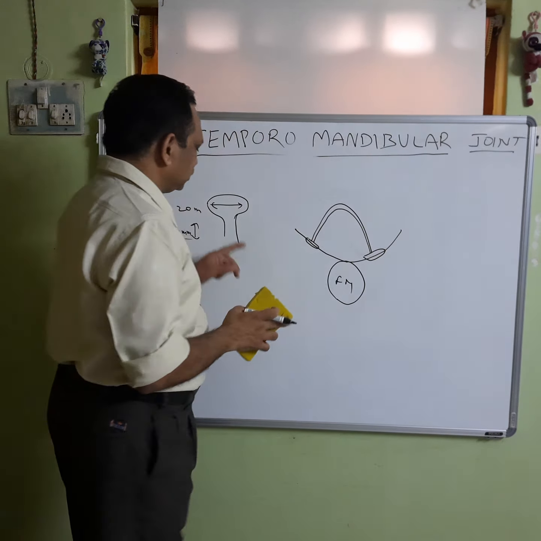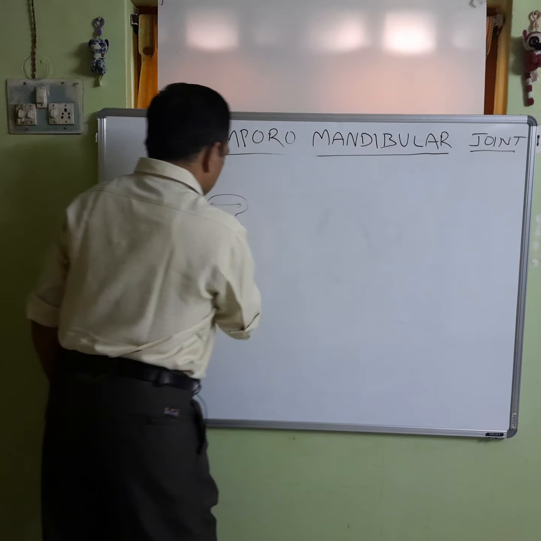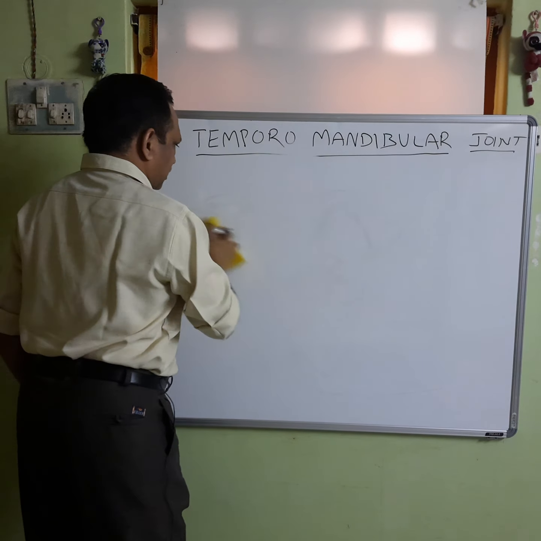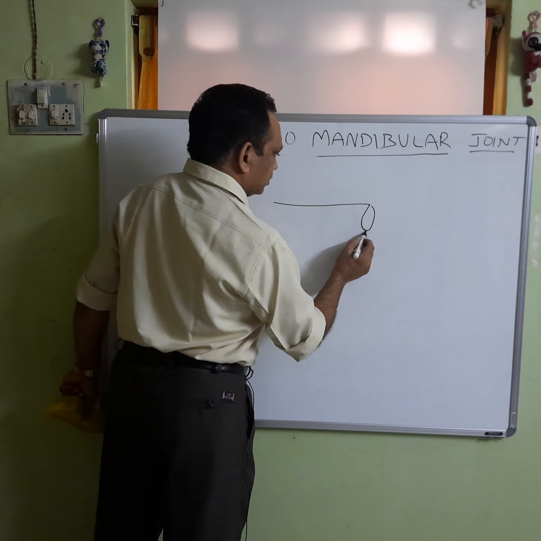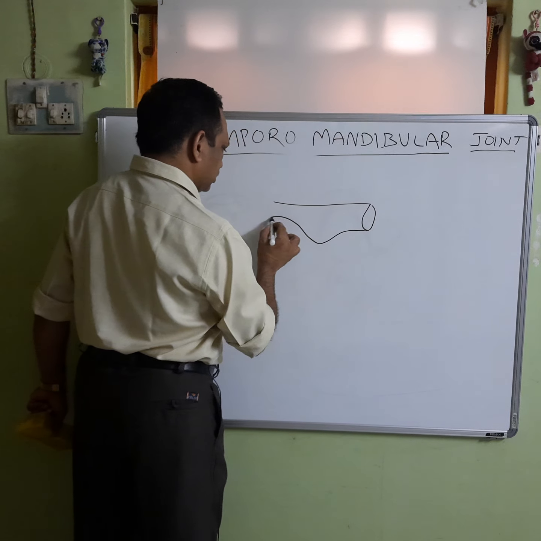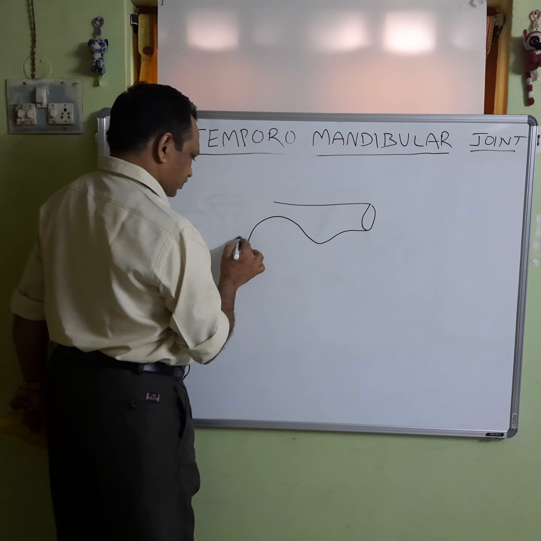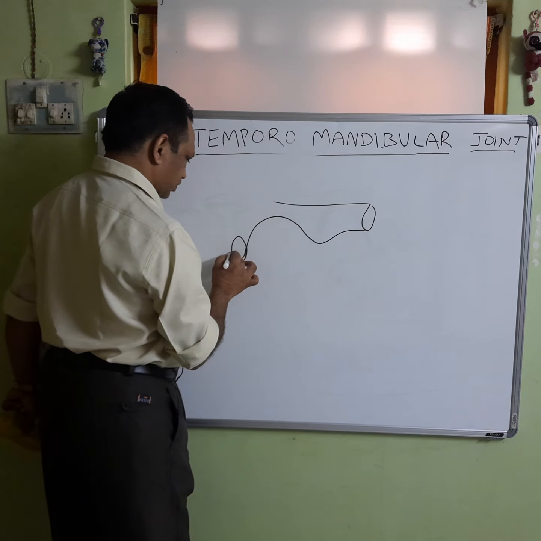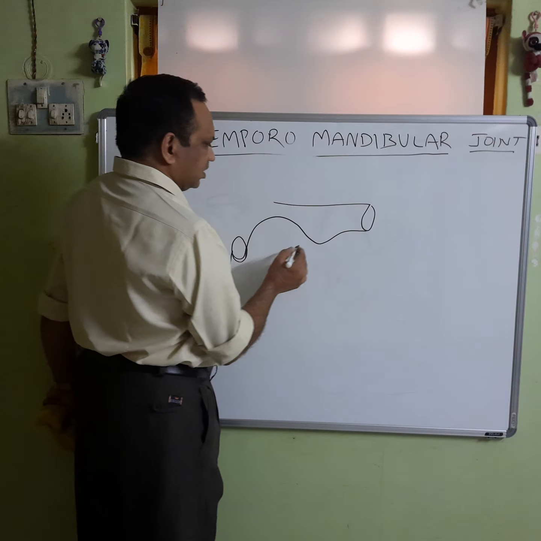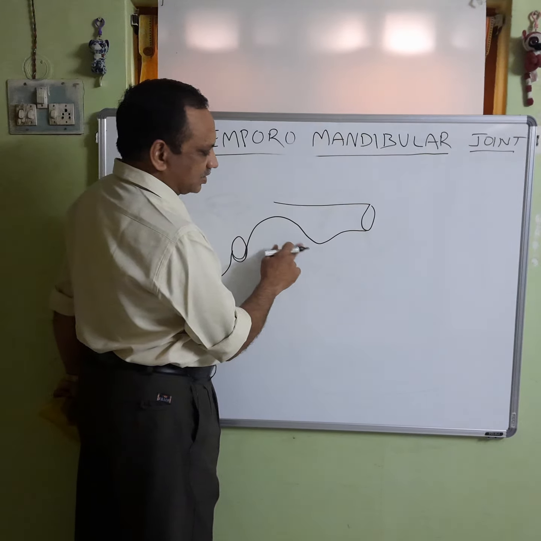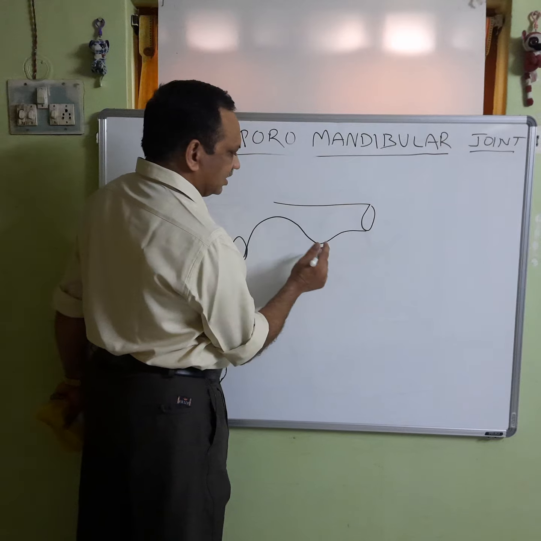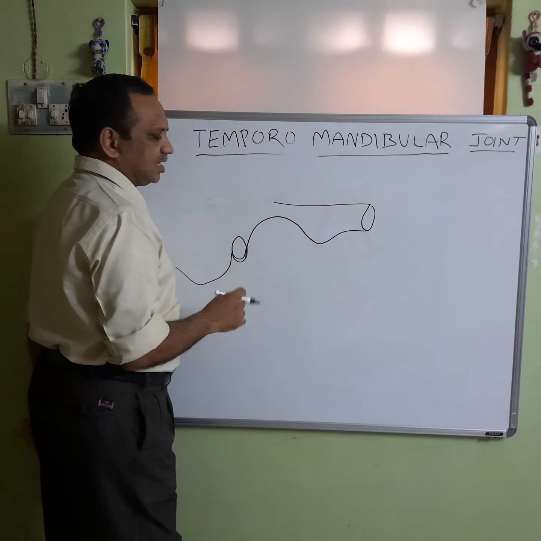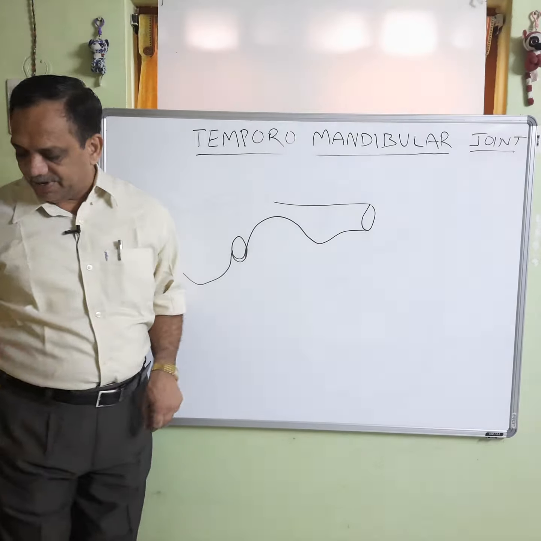Now we will see the mandibular fossa. The mandibular fossa is present in the squamous part of the temporal bone. This is the mandibular fossa in the squamous part of the temporal bone, which presents in its anterior aspect an articular tubercle. This is the articular tubercle or the articular eminence.